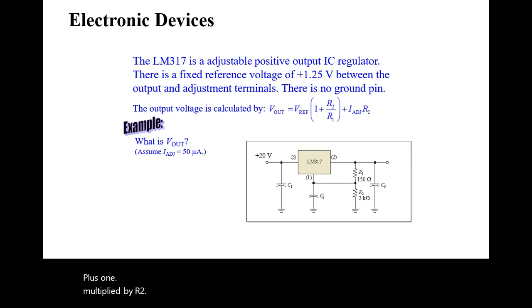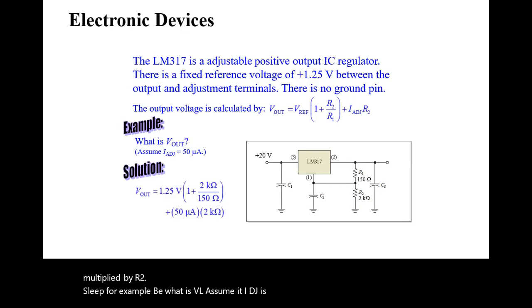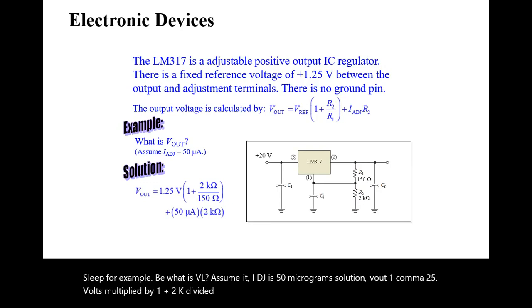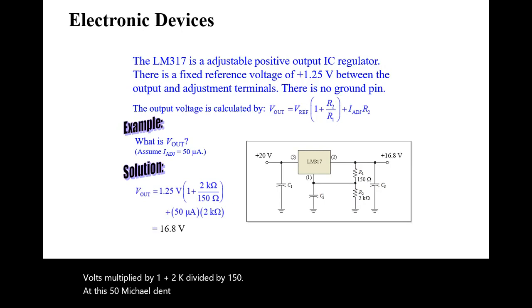Let's look at an example there. What is Vout? Assume that I_ADJ is 50 microamps. Solution: Vout equals 1.25 volts multiplied by (1 plus 2K divided by 150 ohm) plus 50 microamps multiplied by 2 kilo ohm, and that gives me an answer of 16.8 volts.